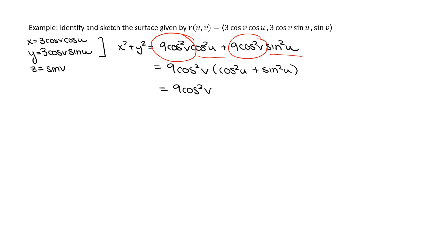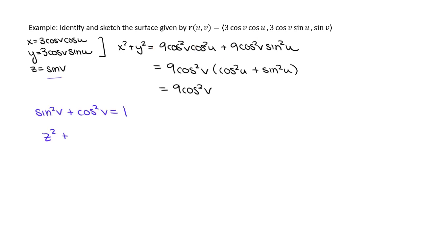Let's see if we can somehow combine this with z equals sine of v. Again, thinking about that Pythagorean identity, I know sine squared v plus cosine squared v has to equal 1. Sine squared v would be z squared.